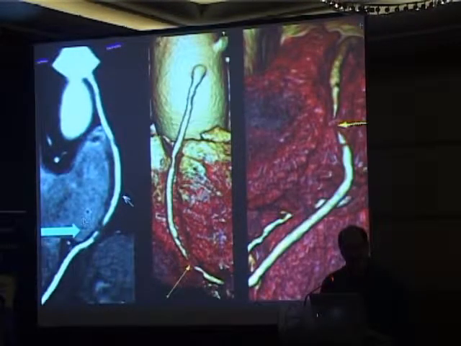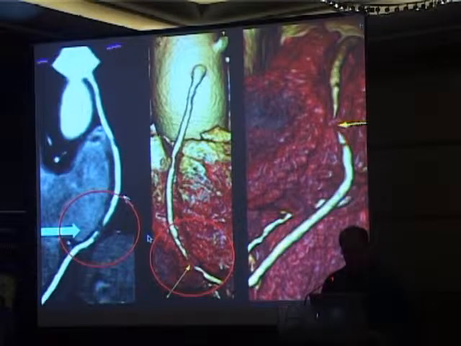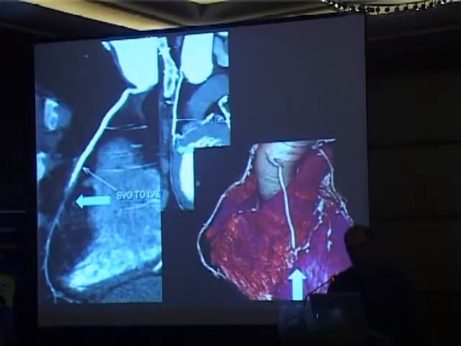Here again, you can see focal stenosis in an SVG graft. In fact, you can see that quite nicely on the VRT images also, and then up, because it's a rotated VRT image, and that's why you're seeing it up out there.